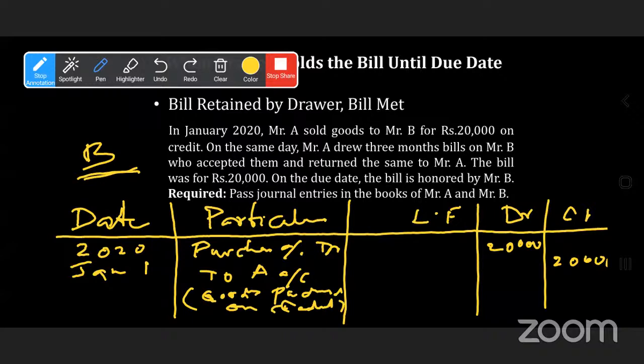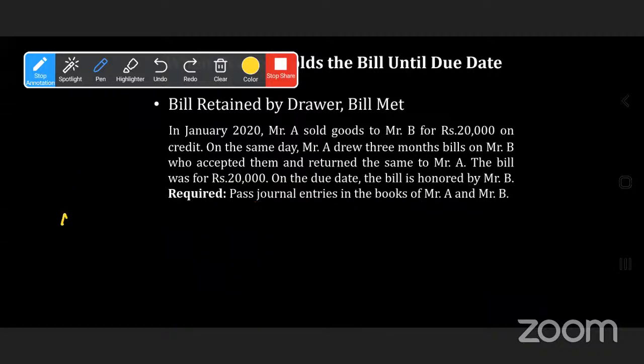Now I'm going to the next entry. Here B has accepted the bill and returned the same to A. Now you have to pass a journal entry on this. So I'm writing the journal entry. Date, particulars. For every entry you may not be writing all of these, but here the space is not sufficient for me to write all this.